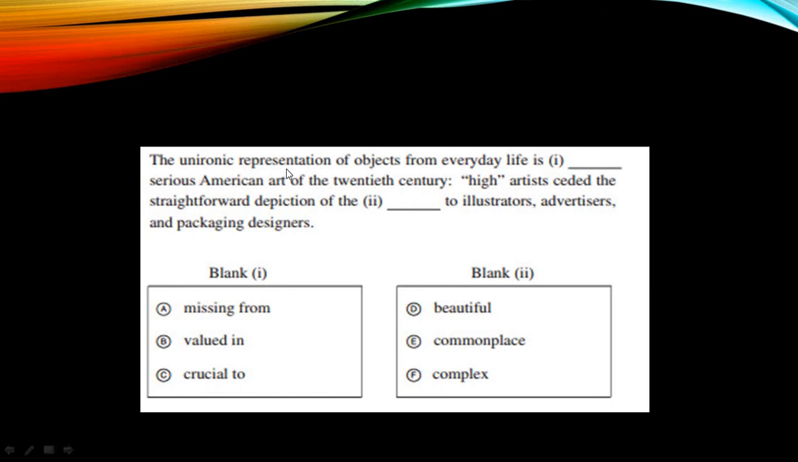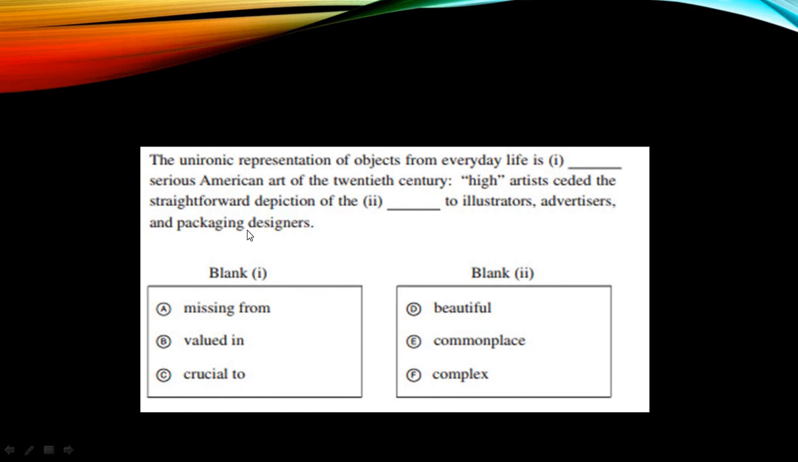So the unironic representation of objects from everyday life is blank. Present or absent? I'm looking for a word like absent. Perfect. Because they did not do it in the high art, they allowed the advertisers or packaging designers to do it. Okay, so I'm looking for a word like absent. Missing from? Perfect. That's what I'm looking for. Valued? Not at all. Crucial? Not at all. So the answer choice for the first blank is missing from, and for the second blank it's commonplace. Let's plug these words and read how the sentence feels.